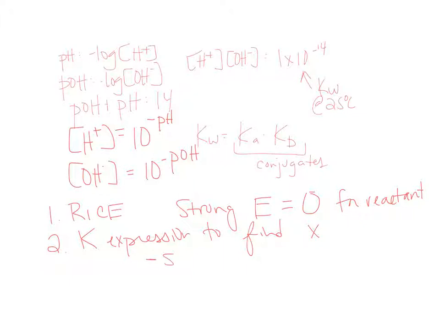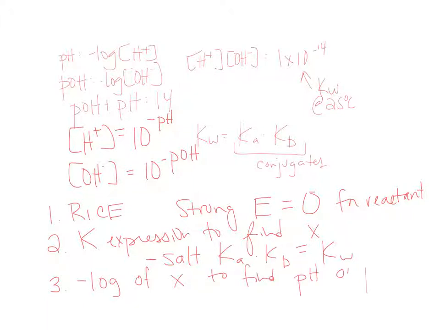Now remember, if it's a salt problem, Ka times Kb equals Kw. You're going to have to use that to solve. All right, once you have X, you're going to do the negative log of X to find pH or pOH. And then if necessary, you would do 14 minus one of those to find the other one. So if you found pOH, you do 14 minus pOH to find pH. Okay, and that's basically it. That's strong acid, strong base, weak acid, weak base, and salt problems.